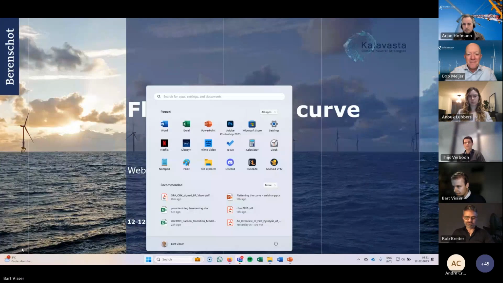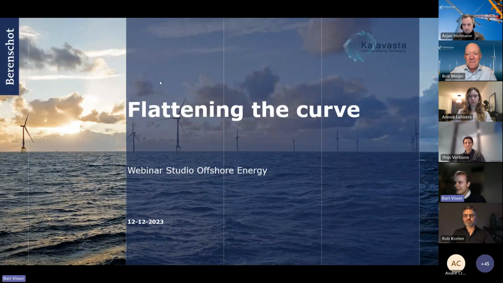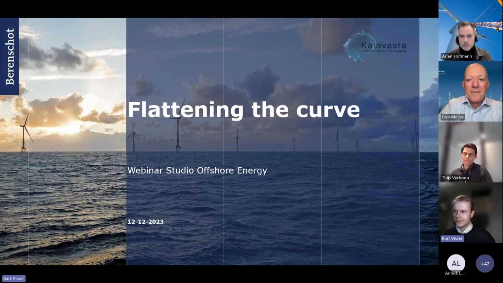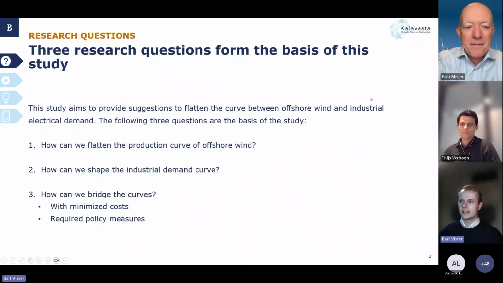Bart, please. Yeah, thank you, Bob. I'll share my screen in a second. Then I'll try to explain the study Flattening the Curve within 10 minutes. So as Bob explained, Kalavasta and Berenschot together worked on a study called Flattening the Curve. Get to the next slide.